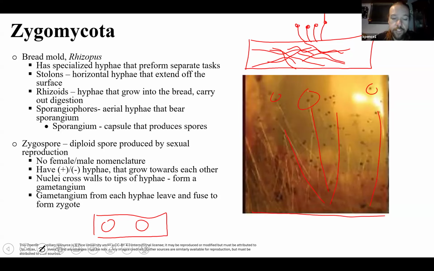So the sporangiophores' job is to produce spores. Whenever they're ready, they produce these spores. They're going to blow up, and these spores are released into the atmosphere. Wind takes them away, the air current takes them away, and hopefully they'll land on something that they can grow on.